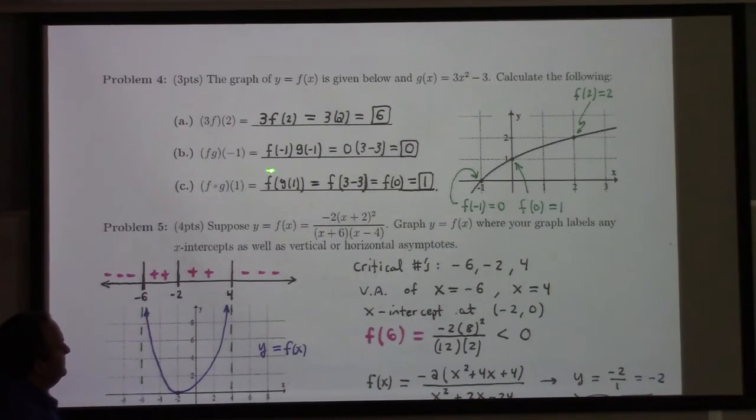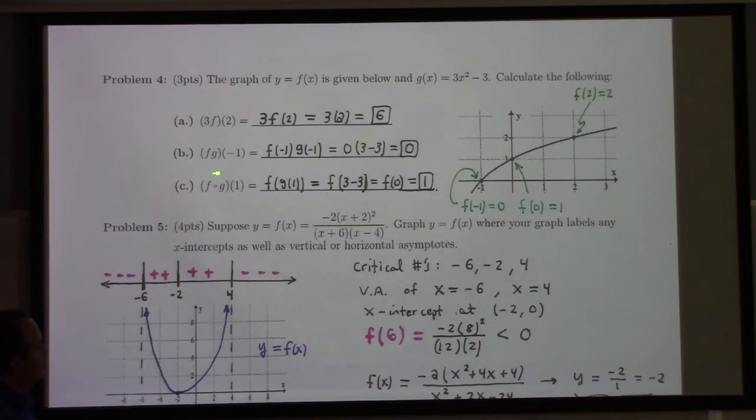fg of minus 1, that's the product of f and g. That's f of minus 1 times g of minus 1. Now f of minus 1 right here is 0, right? g of minus 1, plug it in: 3 times minus 1 squared minus 3, which is 3 minus 3, which is 0. So it's 0 times 0. It's really, really 0. All right, so there were a lot of different ways you could have seen that it was 0.